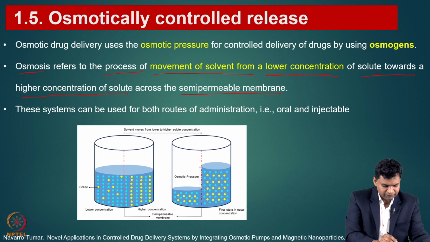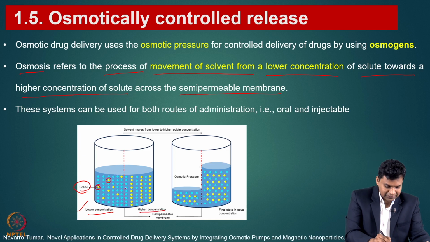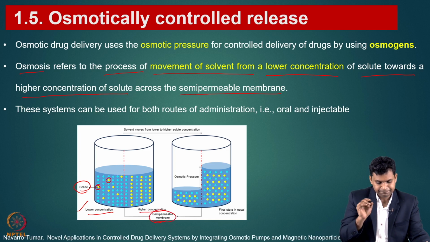Now, you can see here these are the solutes which are represented in yellow color. Here the number of solutes is very small, so that is represented as the low concentration, whereas here it is the high concentration. Now, it is separated by the semi-permeable membrane. When you apply some pressure, what happens? The solvent moves from the low concentration to the high concentration. That is called osmosis.